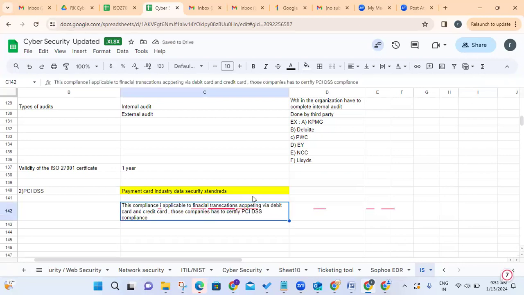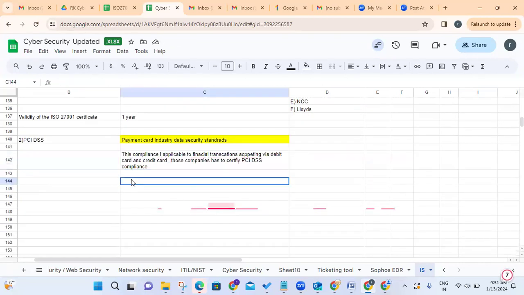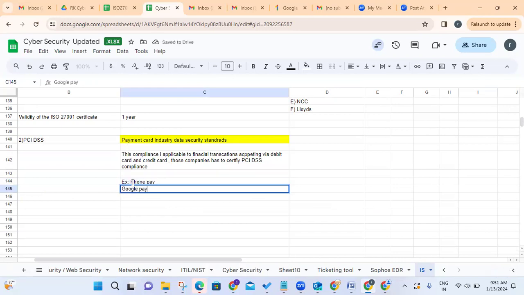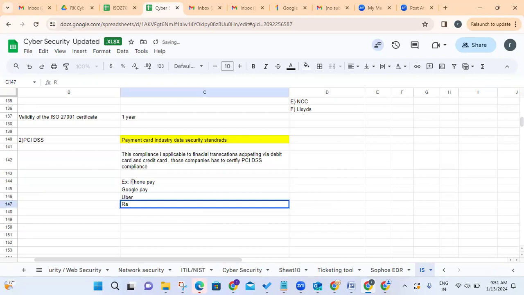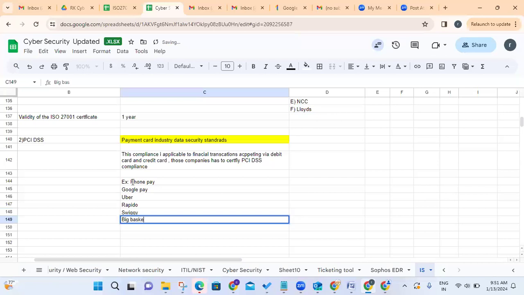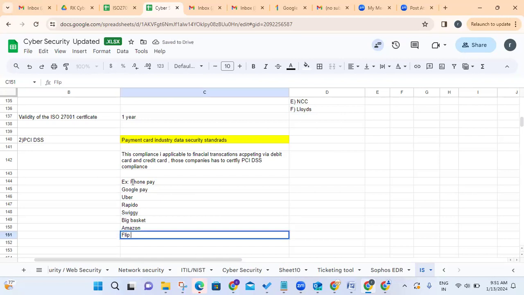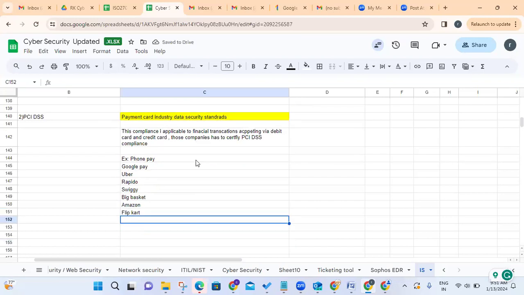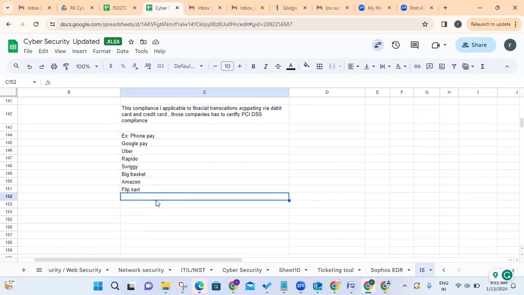So when we are using PCI DSS compliance, for example, PhonePe, Google Pay, Uber, Rapido, Swiggy, Big Basket, Amazon, Flipkart, and so on. So these are all the companies that have to follow PCI DSS.